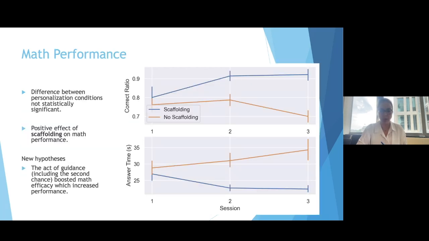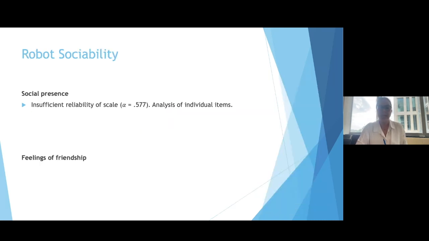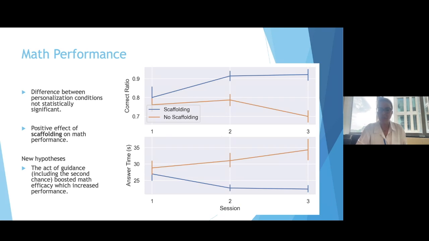So let's have a look at the results. The performance scores of the personalization condition were not statistically significantly different, so there was no difference between the personalization conditions. There was, however, a significant effect of scaffolding on math performance. That's what you see in the table, in the figure.